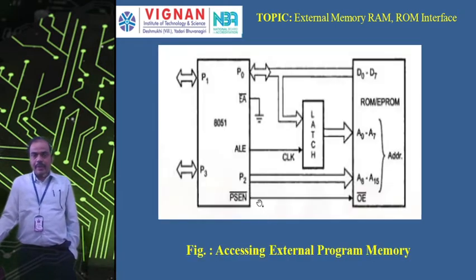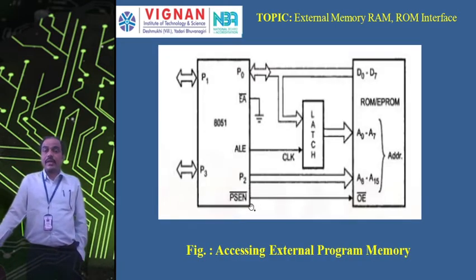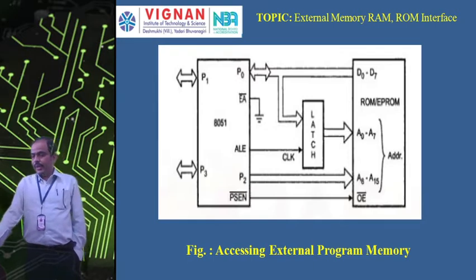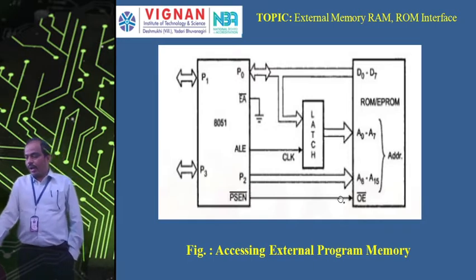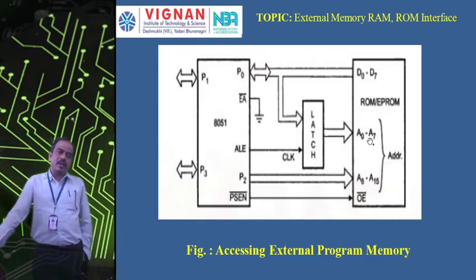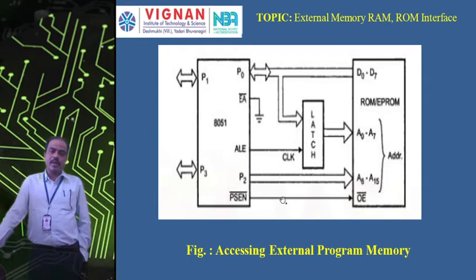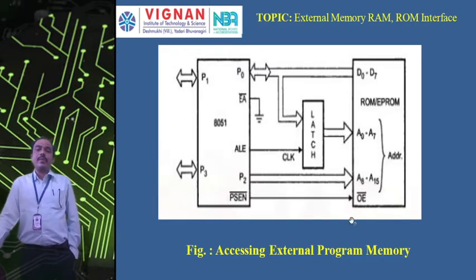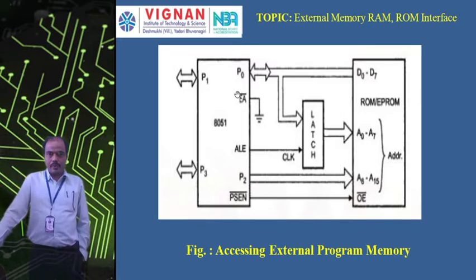And here the PSEN signal, program store enable signal, is used to activate the output enable signal of the external ROM. So the external ROM has OE bar, that is the output enable signal, and this PSEN bar is used to enable it. So if you observe this diagram, this is how we access the external program memory with the 8051 microcontroller. This is only a basic diagram, not a complete interface diagram. Whenever we are asked for a brief explanation, we can write this.